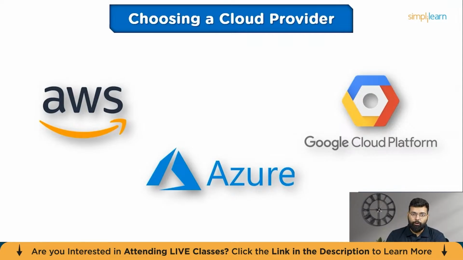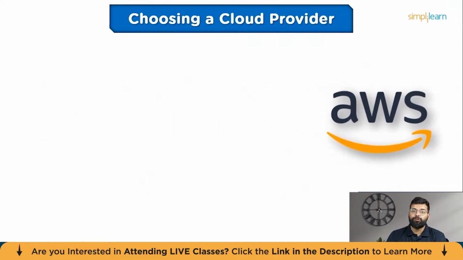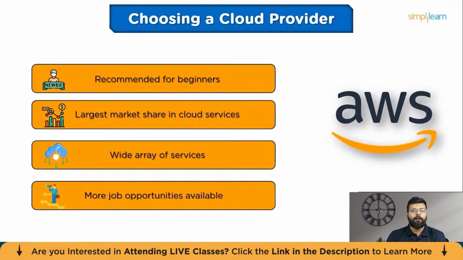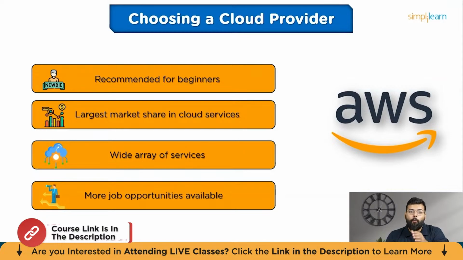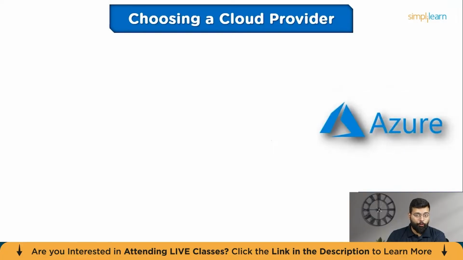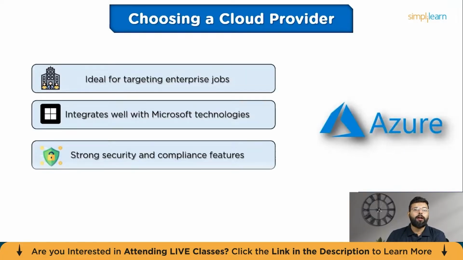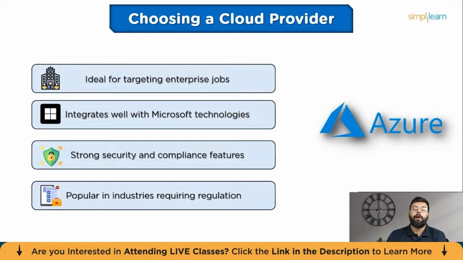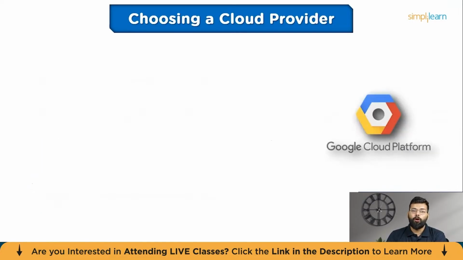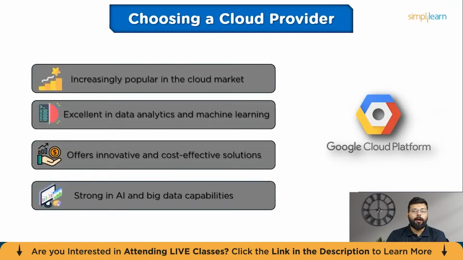So starting with AWS, that is Amazon Web Services, is often recommended for beginners because it has the largest market share and a wide range of services, which translates into more job opportunities. Now coming to Azure, that is another strong option, especially if you're targeting jobs in enterprises that use Microsoft technologies. Now coming to GCP, that is Google Cloud Platform, and it is gaining popularity and offers excellent features, especially in data analytics and machine learning.